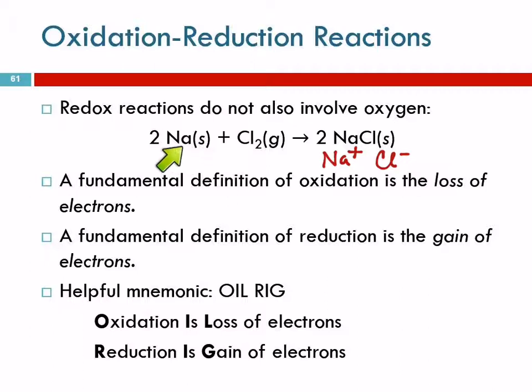The sodium was oxidized. Here, chlorine is a molecule of 2 chlorine atoms with no charge. Over here, chlorine is an ion with a negative charge. It became an ion by accepting or gaining an electron. So the chlorine was reduced. Reduction is the gain of electrons. Okay, so this is an oxidation-reduction reaction.